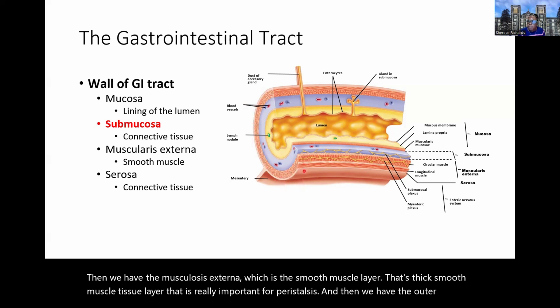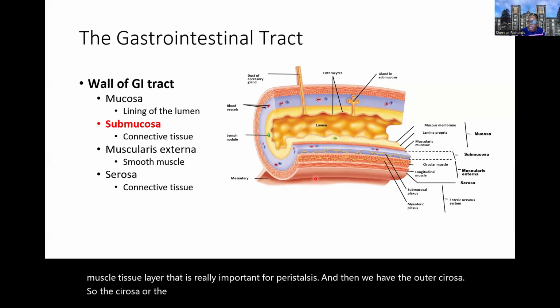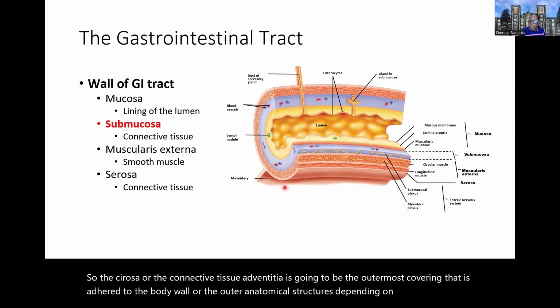So the serosa or the connective tissue adventitia is going to be the outermost covering that is adhered to the body wall or the outer anatomical structures, depending on what part of the lumen we're looking at.